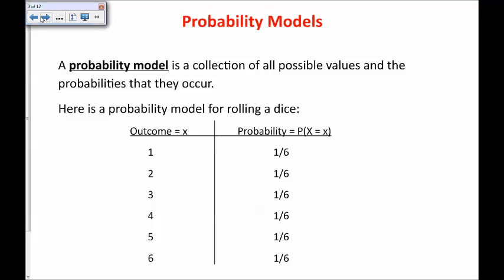So first, a probability model. A probability model is a collection of all possible values or outcomes and the probabilities that they occur. So here is a probability model for rolling a dice. This is a very simple example, but I think it illustrates the point. The possible outcomes, 1, 2, 3, 4, 5, or 6, and the probability of each outcome.